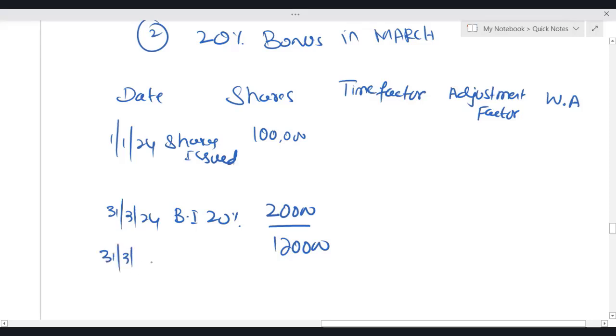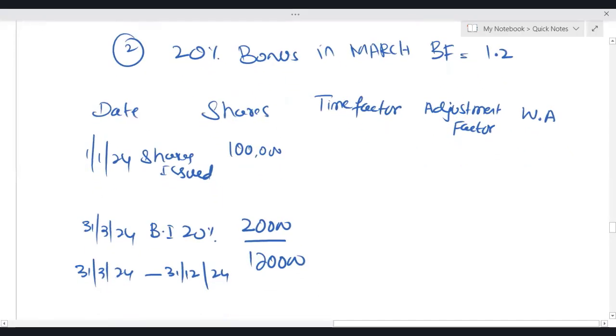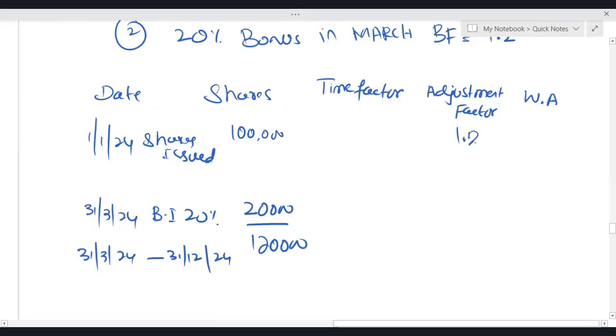After March, let's say there is no transaction till December. Since the bonus is 20%, the adjustment factor, the bonus factor, is going to be 1.2. And this bonus factor is applicable only to those shares that are before the bonus. Before the bonus, we have 100,000 shares, so the adjustment factor is applicable only on 1 lakh. Time factor from 1st January till March, we have 3 months. From March till December, we have 9 months. Let me just use the calculator. 100,000 times 1.2 divided by 12. I'm getting 30,000.